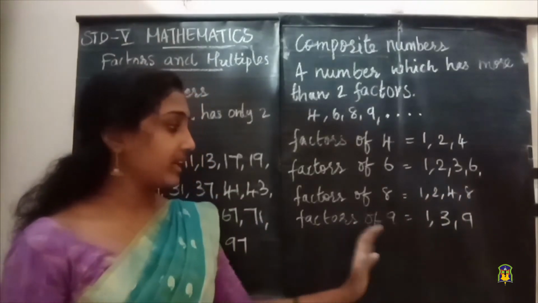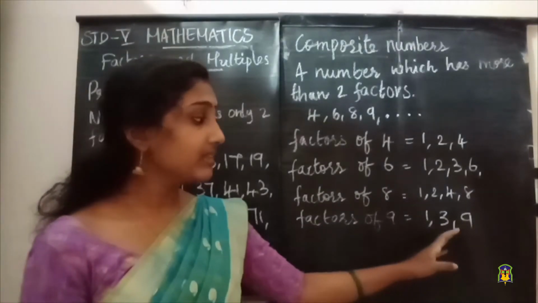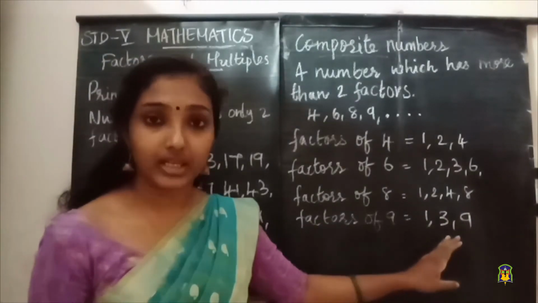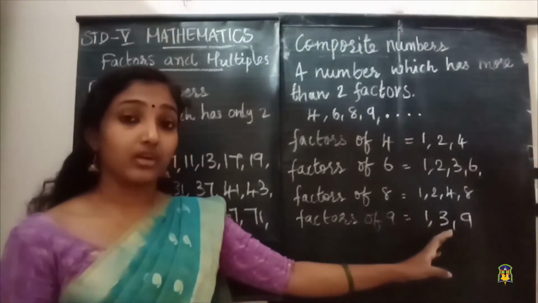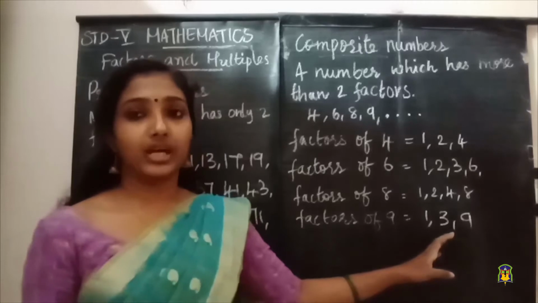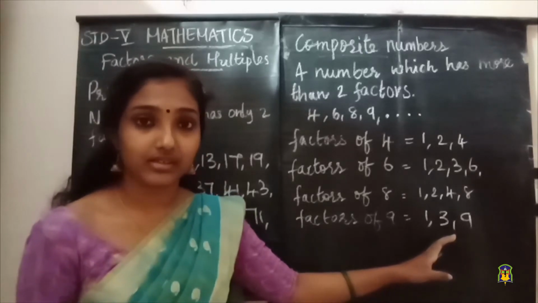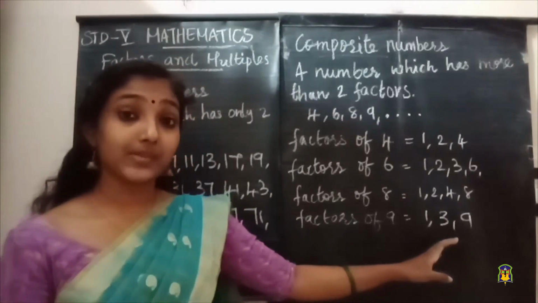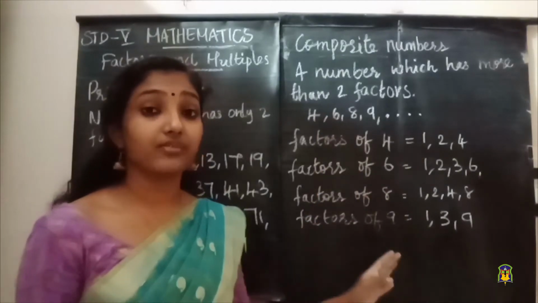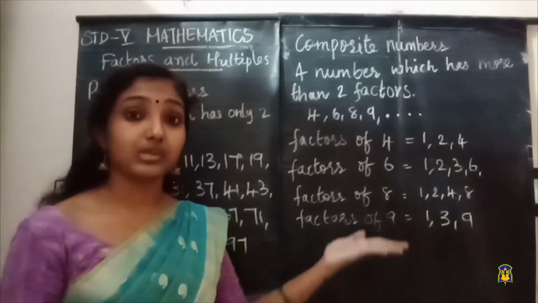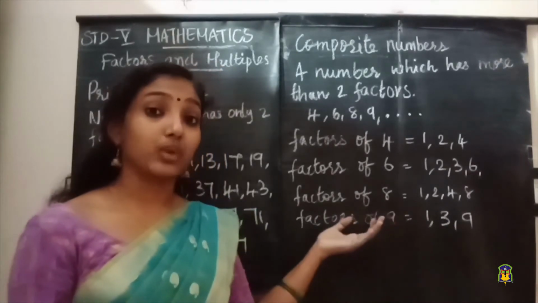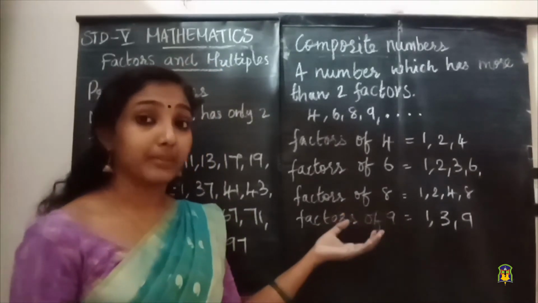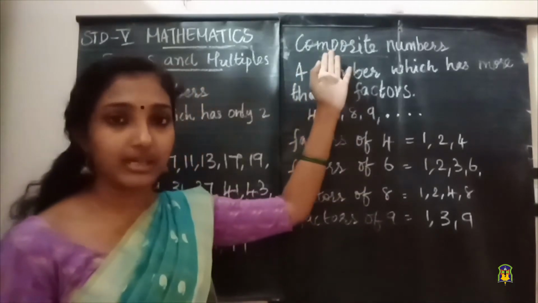Okay, and the factors of 9 are 1, 3 and 9. 1 into 9 gives 9, and 3 into 3 also gives 9. And 9 also has more than 2 factors. It has 3 factors, right? So that is why all these numbers do not fall on the list of prime numbers, because they have more than 2 factors, right? And what are these numbers called? These numbers are called composite numbers.